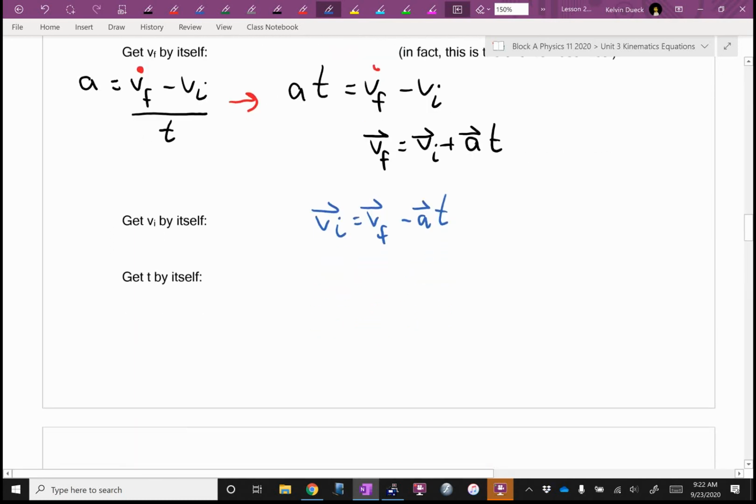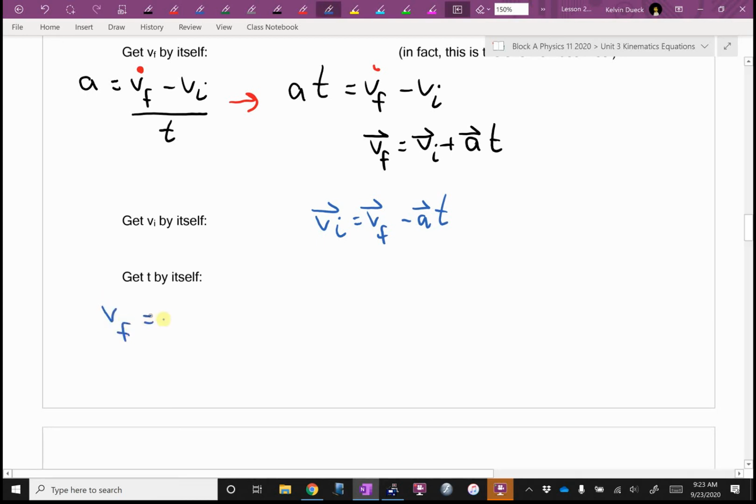Remember, Kiana, I said there were 4 equations hidden in here? So, first equation, not my favorite. Second equation, my preferred version. Third equation. Kiana, what does it want me to get by itself now? T. Okay. I'll write down my preferred version because that's where I start out with.